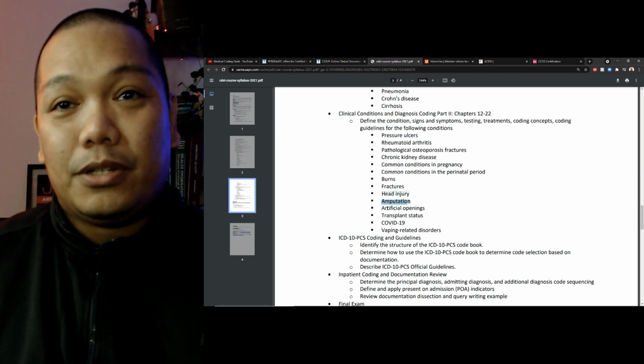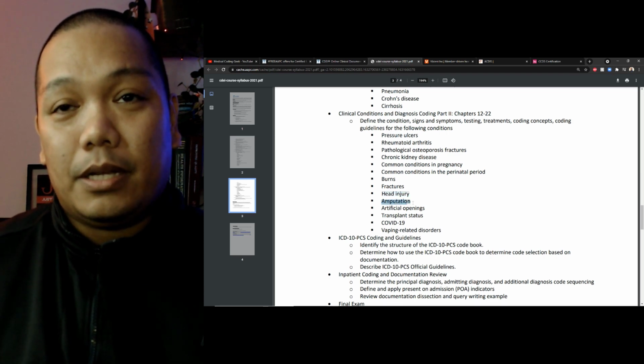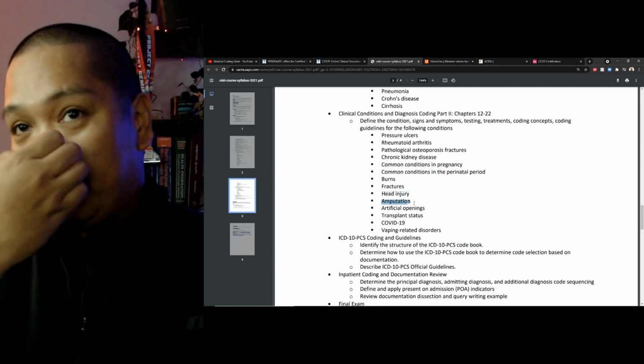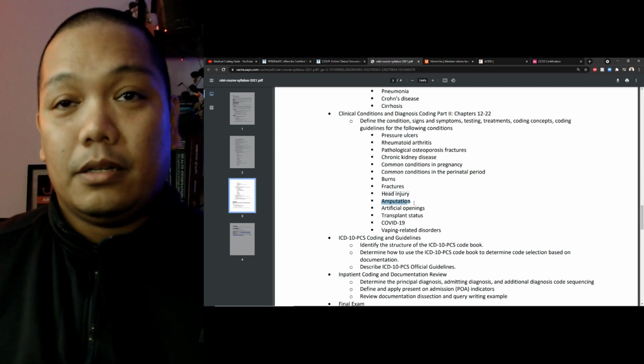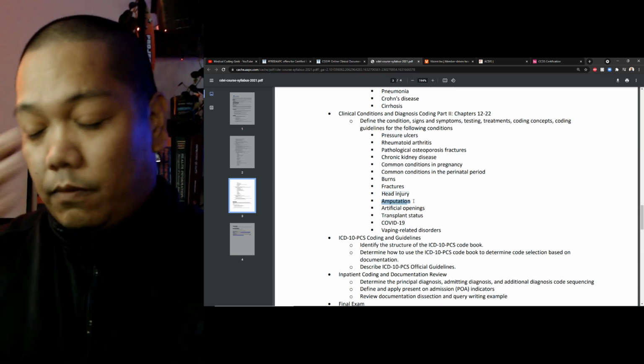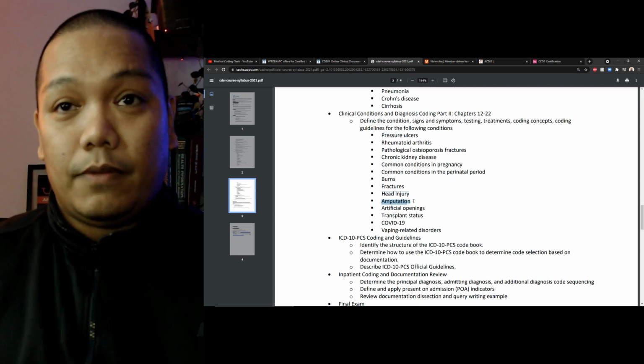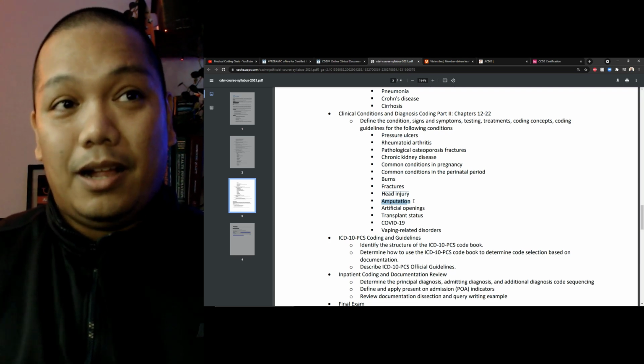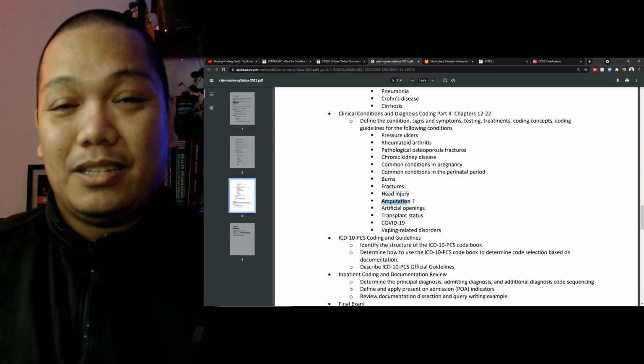Amputation, artificial. Oh yes, amputations is important because the coding aspect is so hard. Why did the patient have an amputation? I think is the key, because I used to work for a facility and that's all they did. It was a vascular institute, and that's all I saw were amputations.